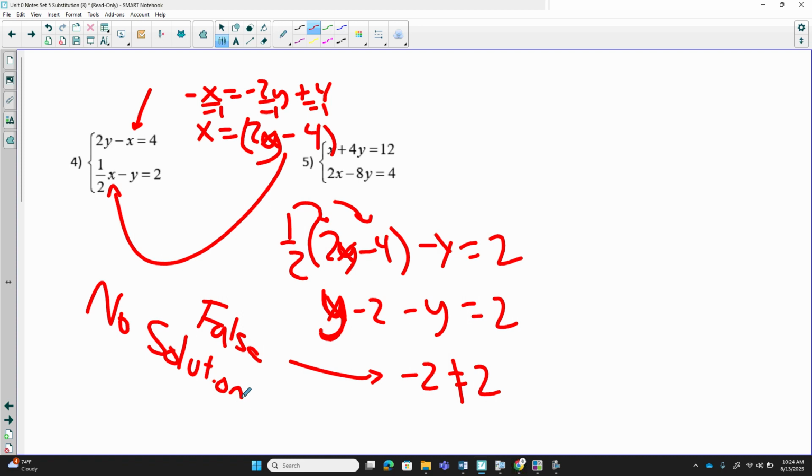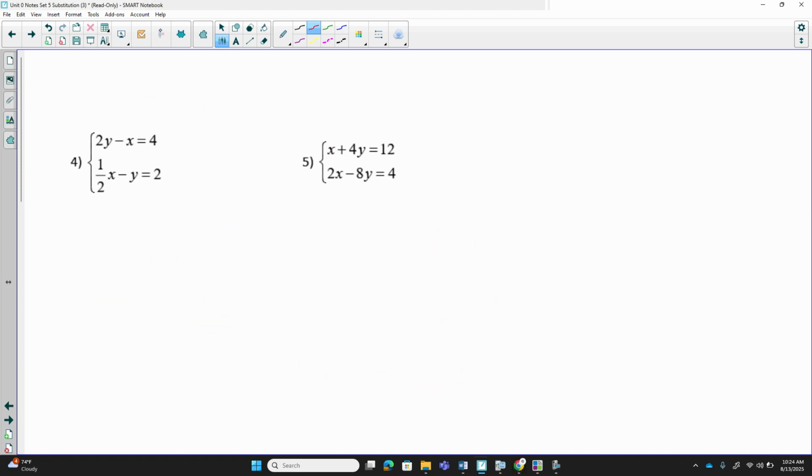Number 5. Which one did you solve for? Lily, what did you solve for in that number 5? You did y first? Like, what did you do in this one?